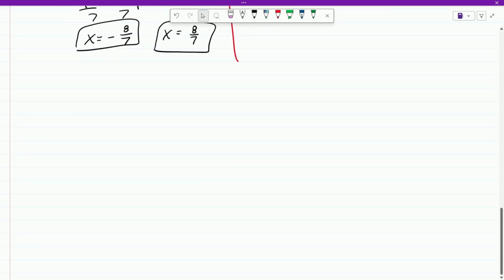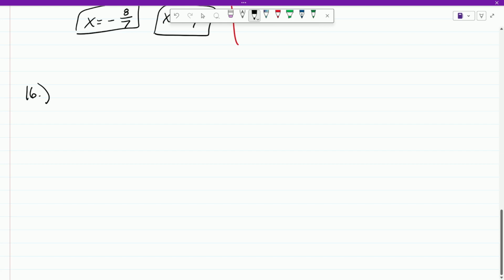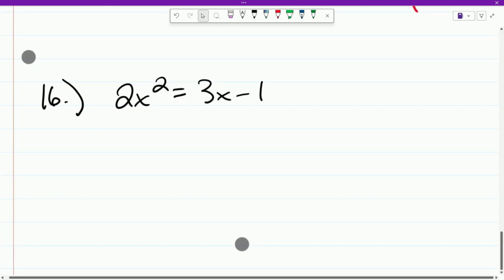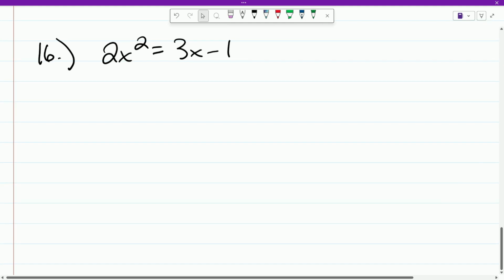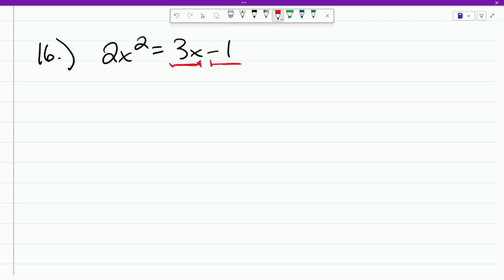Let's go ahead and look at 16 now. So 16 is going to be 2x to the second equals 3x minus 1. So step number 1, set this equal to 0, which means this term here and this term here, they both have to come over to the left. To do that, I'm going to do 2 steps in 1.